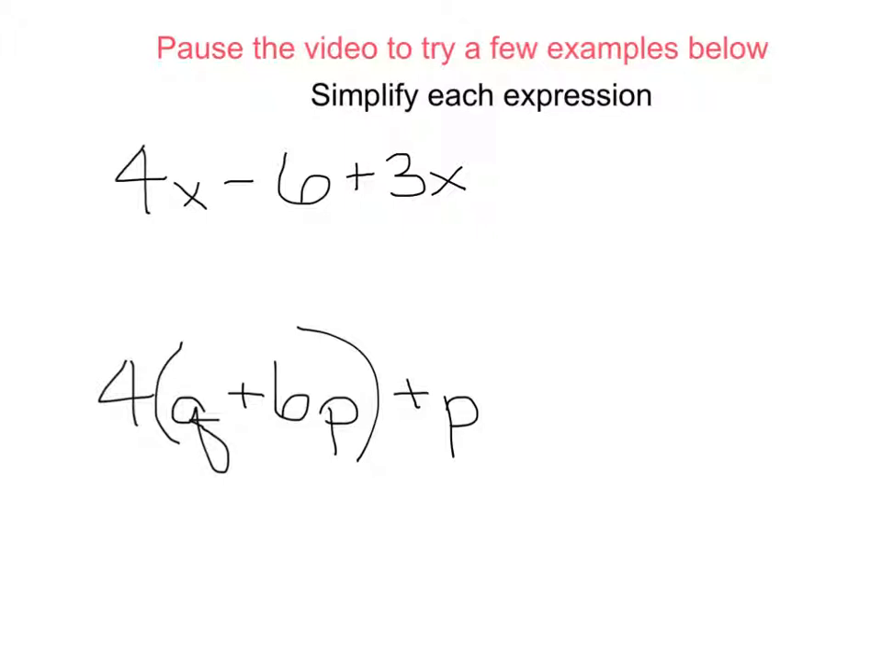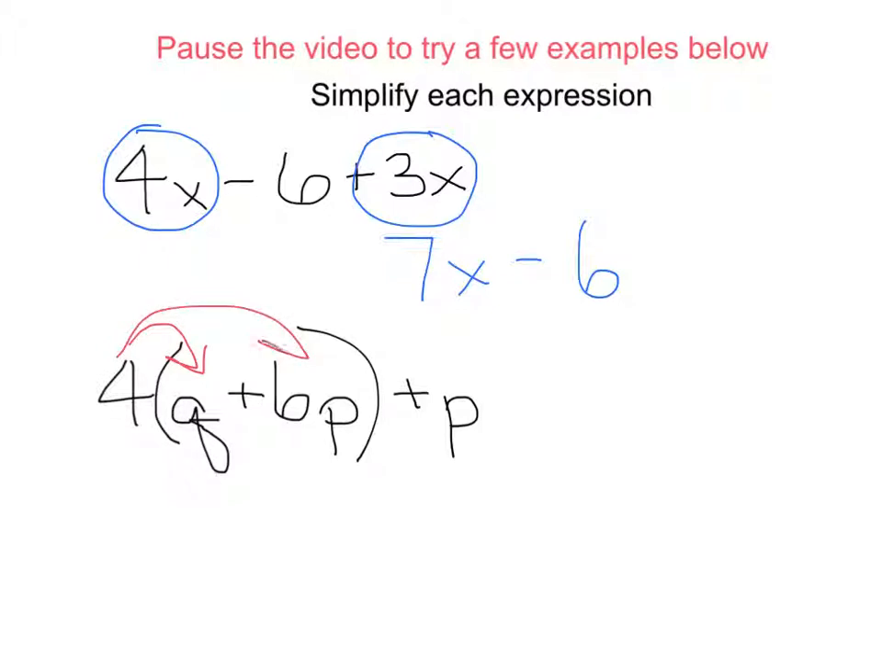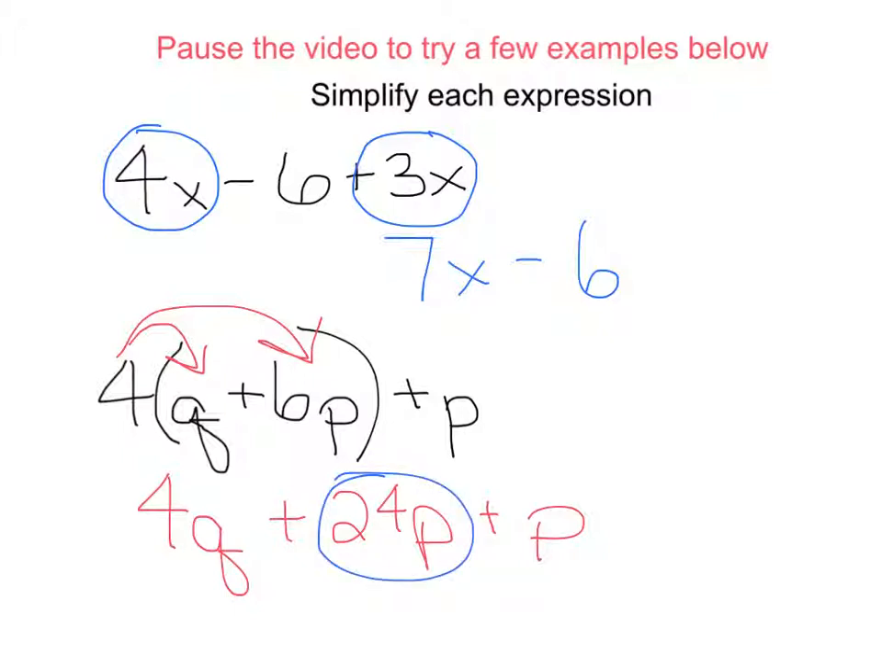For the first example, there's no parentheses, so we just need to identify our like terms and combine. So we have 7x minus 6. In our second example, we have to distribute the 4, so we would get 4q plus 24p plus p. Then you combine your like terms, so you have 25p plus 4q.